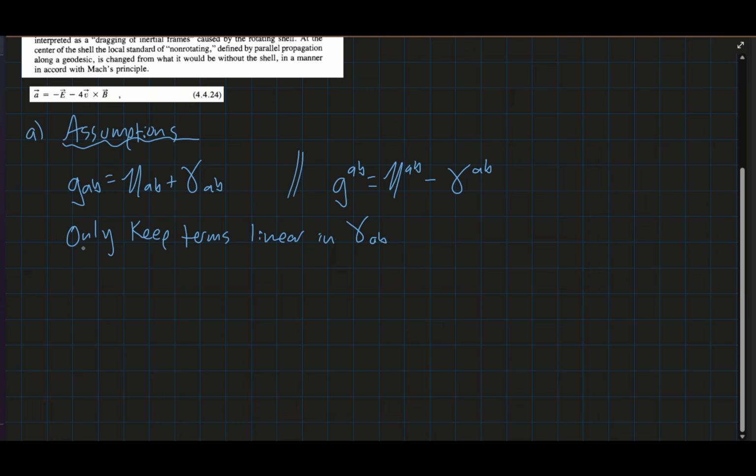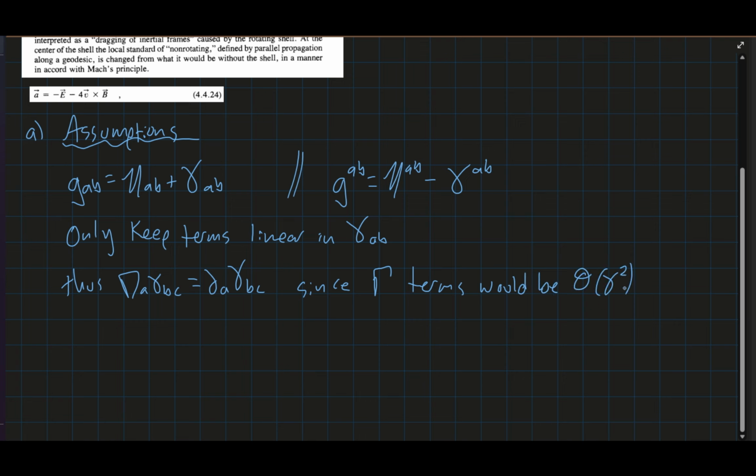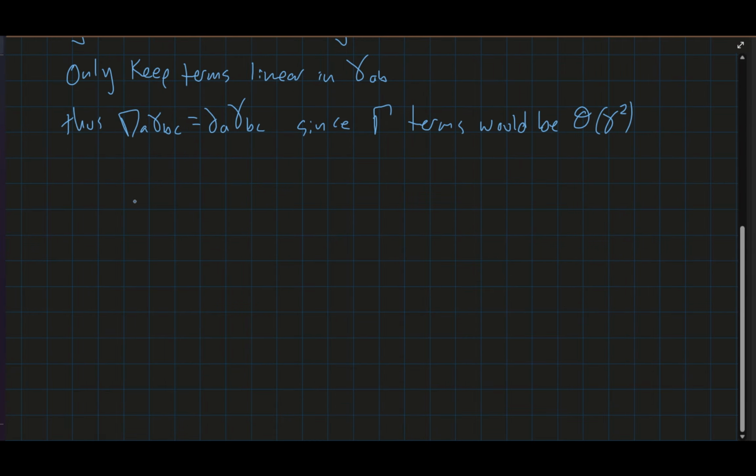So this is a consequence. Thus, the covariant derivative of gamma is simply the ordinary derivative of gamma, since the Christoffel terms would be of order at least gamma squared. So throughout the problem, we make this assumption.